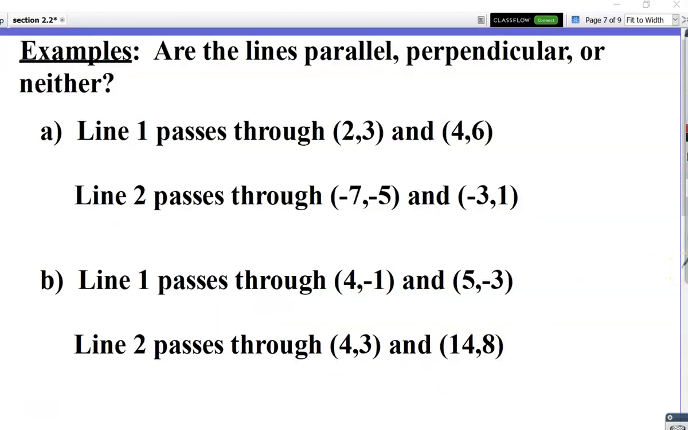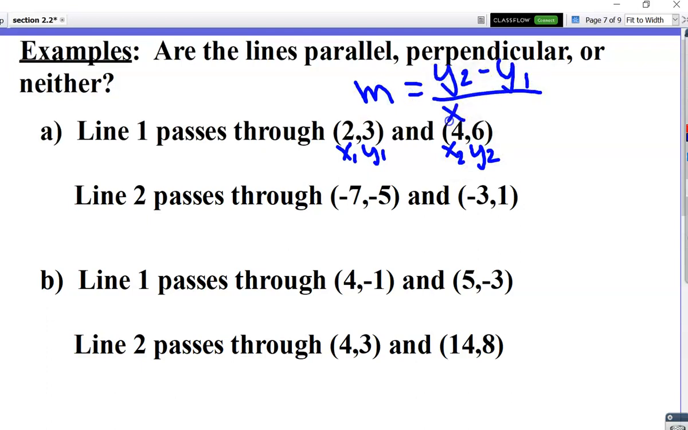A couple of examples. Are these lines parallel, perpendicular, or neither? So for part A, line 1 passes through the points 2, 3, and 4, 6. So you can label them x1, y1, x2, y2, and then you can plug it into our slope formula. So we have m equals 6 minus 3 over 4 minus 2. Again, simplify both the numerator and denominator. 3 over 2, and 3 over 2 can't be simplified anymore, so just leave it.